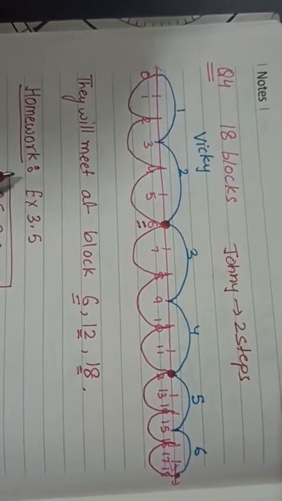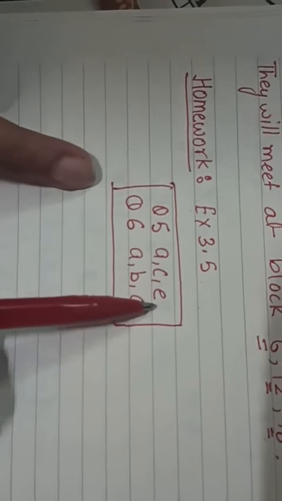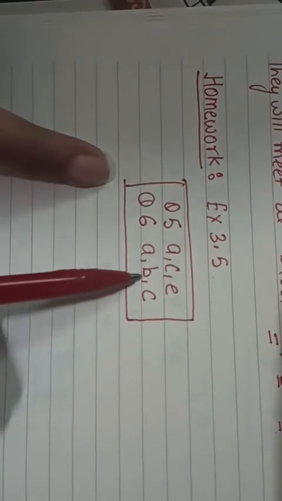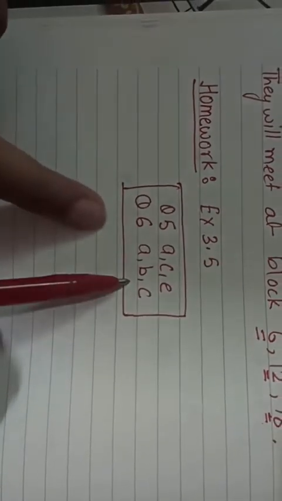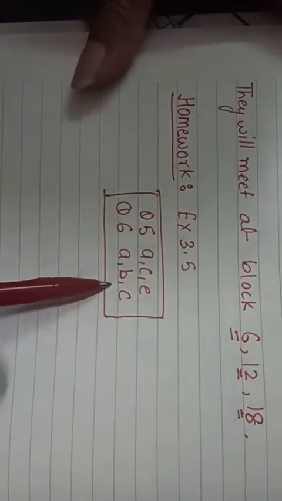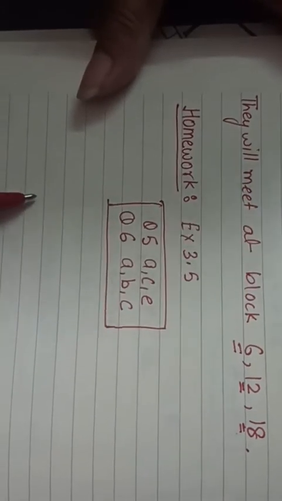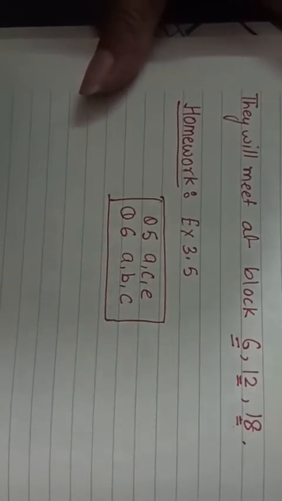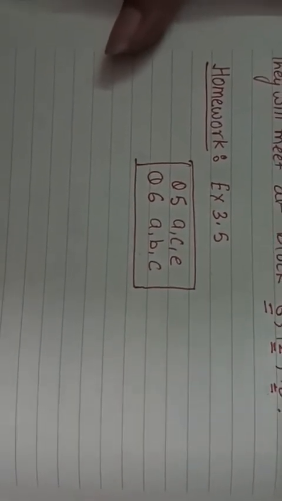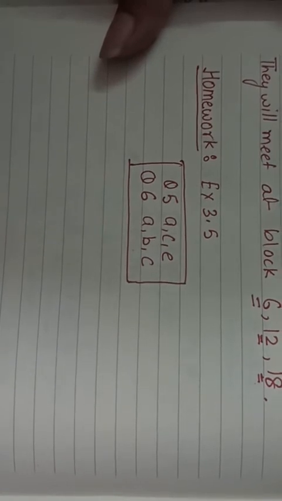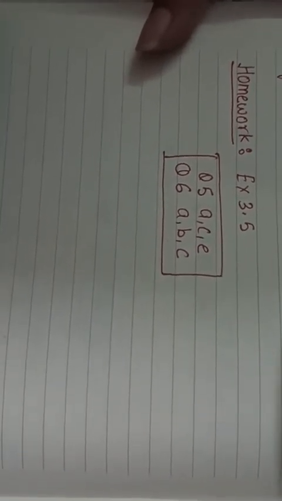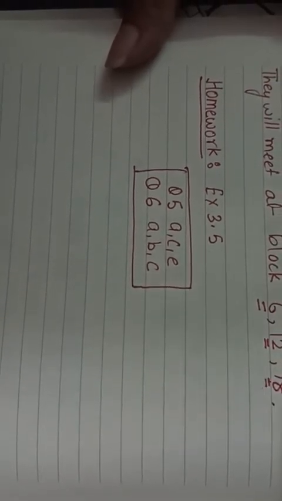So children, your homework is exercise 3.5, question number 5, A, C and E. Question number 6, A, B and C. This is your homework. Whatever I have discussed with you in the class, this is your classwork. Question number 1, 2 and 3, that is for the listing method. It's your wish. If you want to do it in your rough notebook, you can. Otherwise, it is not required, because we are not going to use the listing method in class 5. So please complete your notebooks according to your pace.